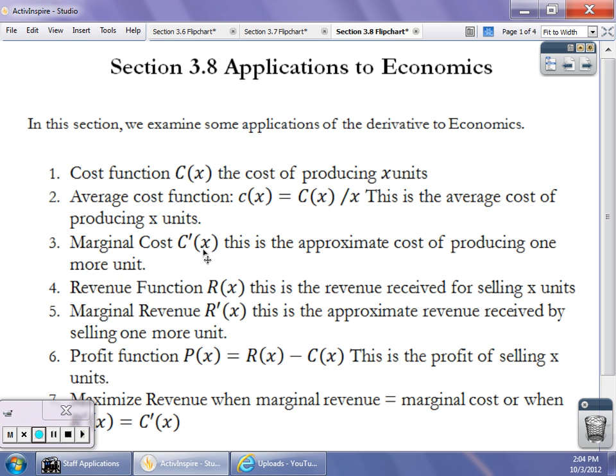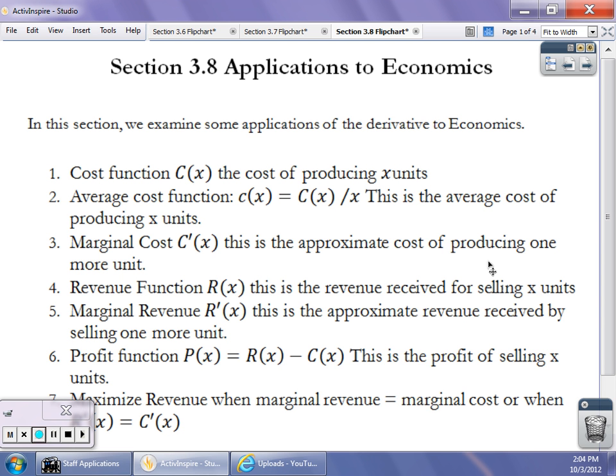Your marginal cost is the derivative of the cost function, and what that means is that it's the approximate cost of producing one more of whatever you're producing. The revenue function is given as R of x, and that's how much you can sell for. The price is how much you can sell each shirt for. But if you sell those 10 shirts and you charge $10 each, then your total revenue is $100. The marginal revenue is approximately how much more revenue you'd make if you produce one more. The profit function is the revenue minus cost.